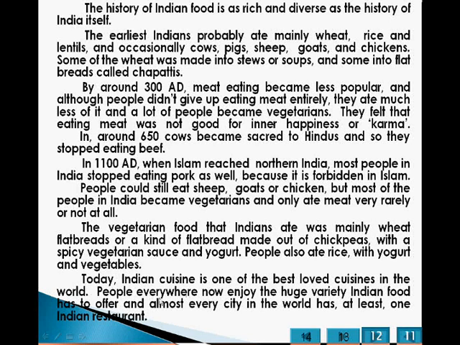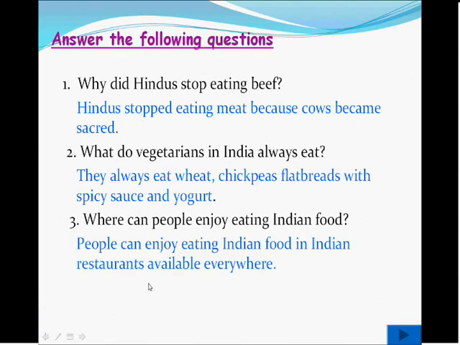Yes, and it's there. People everywhere now enjoy the huge variety Indian food has to offer, and almost every city in the world has at least one Indian restaurant. So if you would like to eat Indian food, where to go? Yeah, it's an Indian restaurant. Okay, so the answer is people can enjoy eating Indian food in Indian restaurants available everywhere. So they are there everywhere. Available means you can find them everywhere.